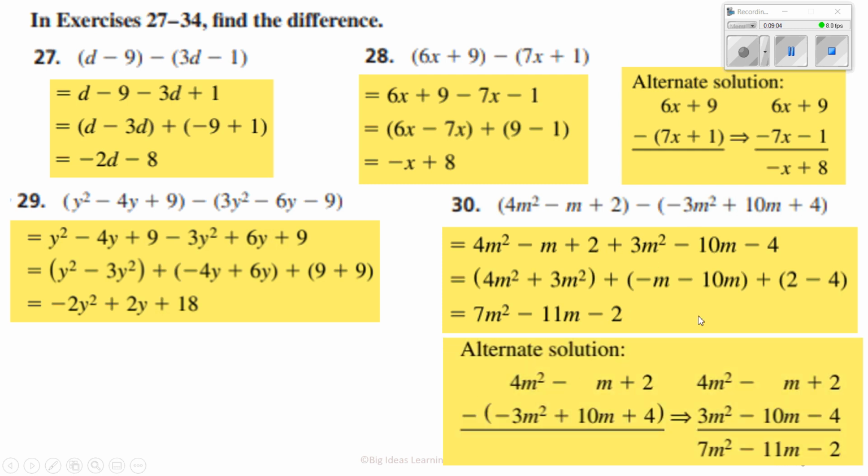Alternate solution would have been putting all that underneath. You see that we have negative, so all these turn them the opposite, positive, negative 10m, and negative 4. This is what we talked about up here. So 4 plus 3 is 7. Negative and negative means we're going to add these, which means 1 plus 10 is 11. And then different signs, 4 minus 2 will give us 2. Keep the sign of the bigger number.